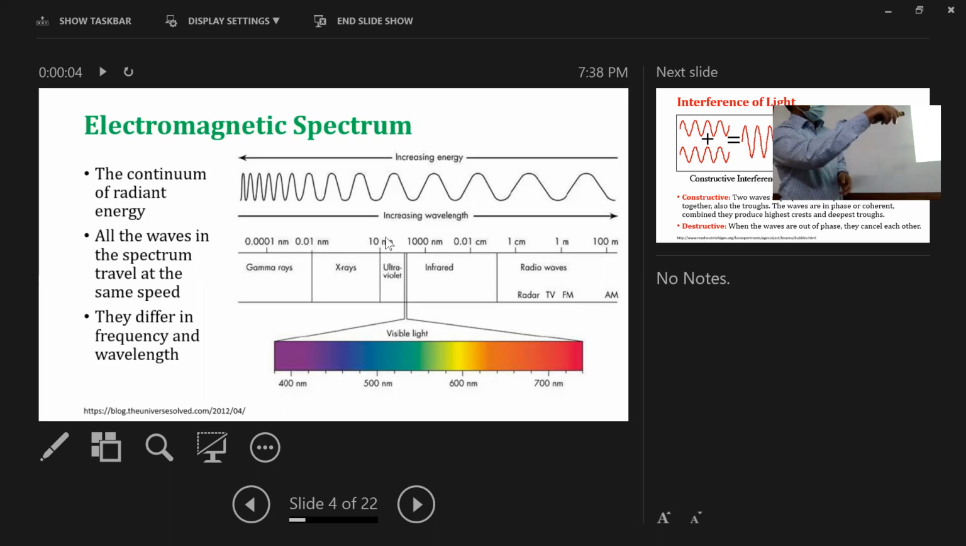In this region, gamma ray and X-ray have very high energy. So gamma rays or X-rays can penetrate through our body, so that we can take the image of any broken bone. This is very high energy, so we should not have X-rays very often. It can damage our cells.